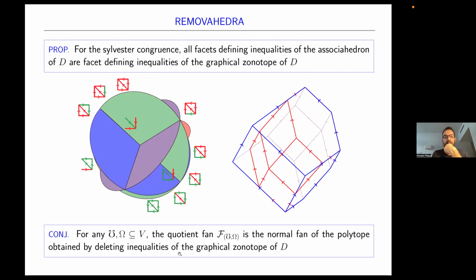One more thing: I told you that for the Sylvester congruence, you can get the associahedron by deleting facets, that is, deleting inequalities in the description of the graphical zonotope. And I believe that you can do that for all coherent congruences. So we know that for the permutahedron congruences. I have no idea why this is true. It seems not easy to prove, but I don't know.